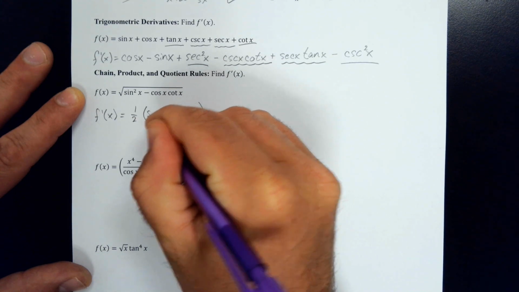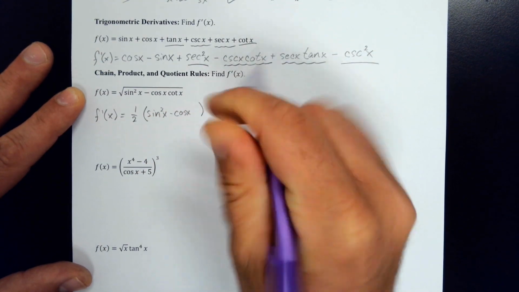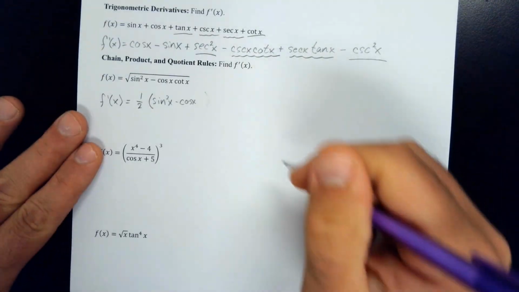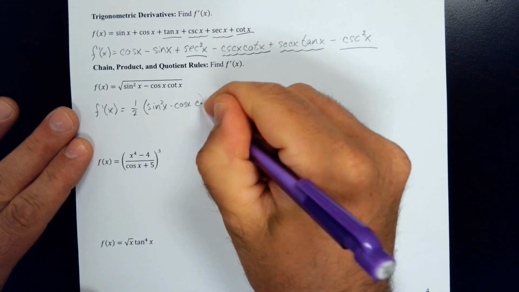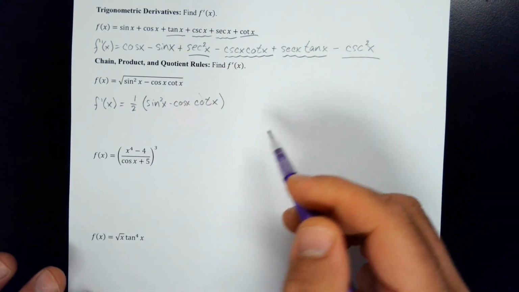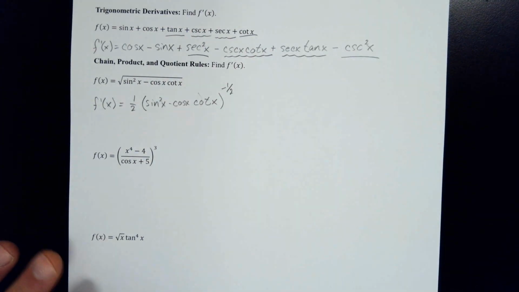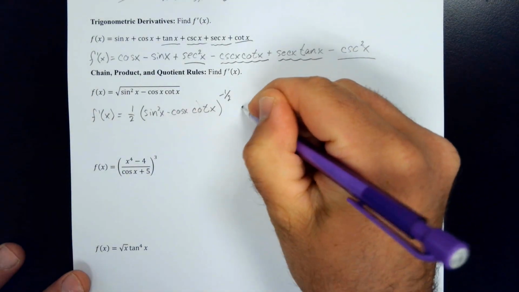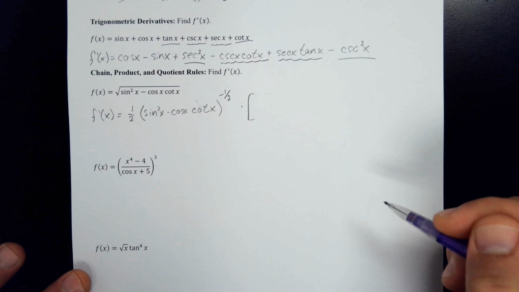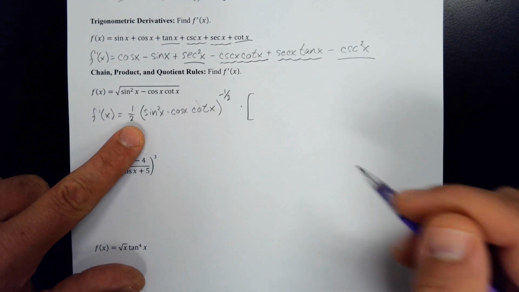totally alone. Sine squared x minus cosine x, well, maybe need a little more space, cotangent x. And where it was raised to the 1/2 power, I'm going to reduce by 1 that power, and it's raised to the negative 1/2 power. And then I need to multiply by the derivative of the inside, so I'll leave that whole thing inside the parentheses. The derivative of sine squared x, well, I'll have to use the chain rule there too.